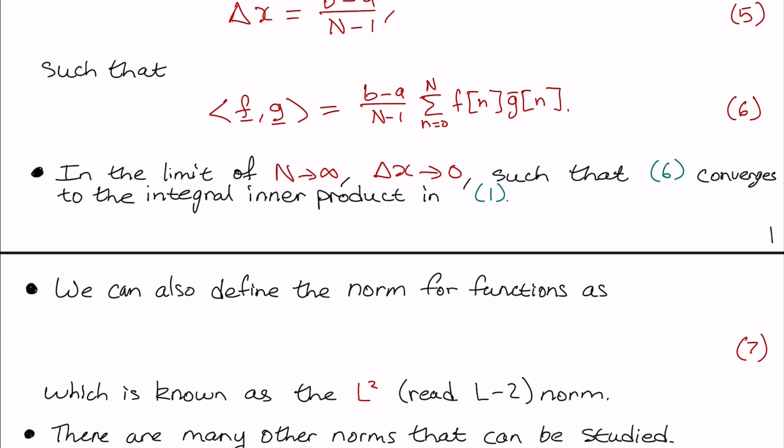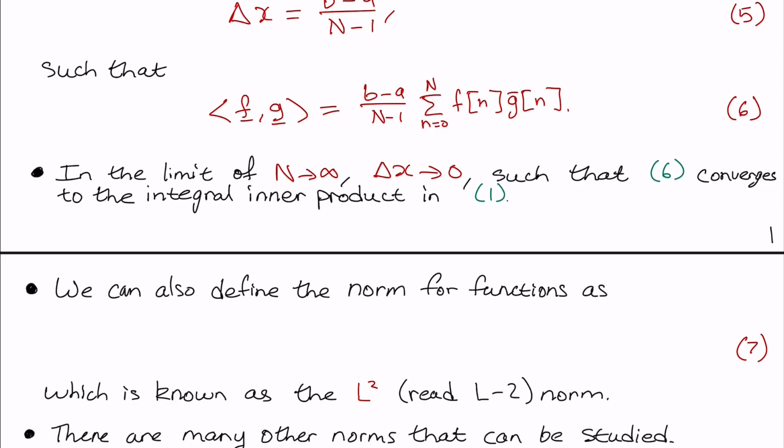Okay, so in the limit of n goes to infinity, this delta x is going to go to 0, such that the equation we have in 6 will end up converging to that integral inner product that we defined in equation 1. So if you could sample with infinite precision or at an infinite rate, you would end up back with this continuous integral that we started with.